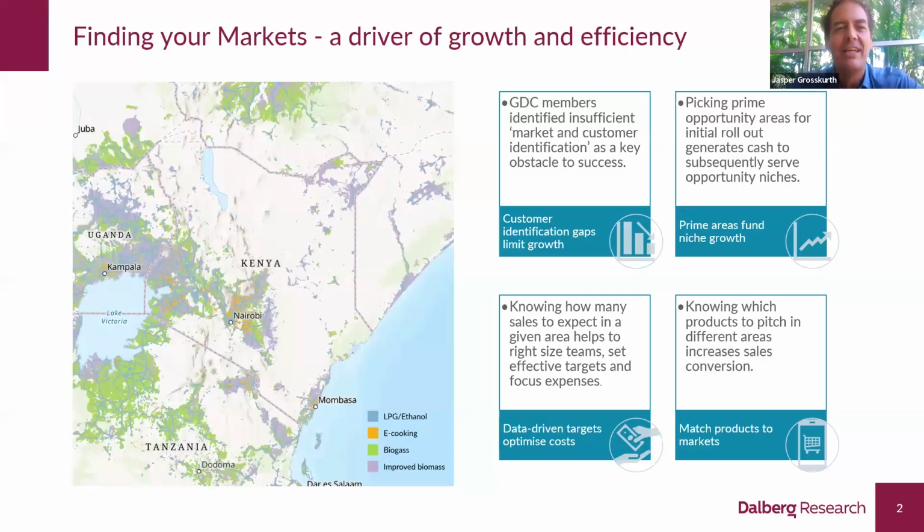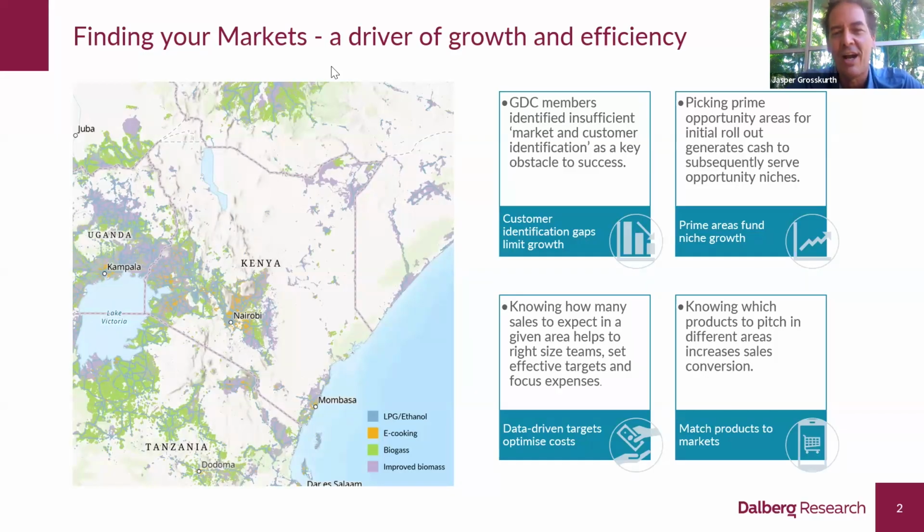As outlined already in the introductions, GDC members have previously identified market and customer identification as a key obstacle to success, and it's really hard to do that well and find them. And yet there's real value in it. If you are starting to roll out, then picking prime opportunity areas for initial rollout with high potential and high conversion rates can generate the cash and the momentum to subsequently work on smaller and smaller markets. And those niche markets together are often of a significant size as well.